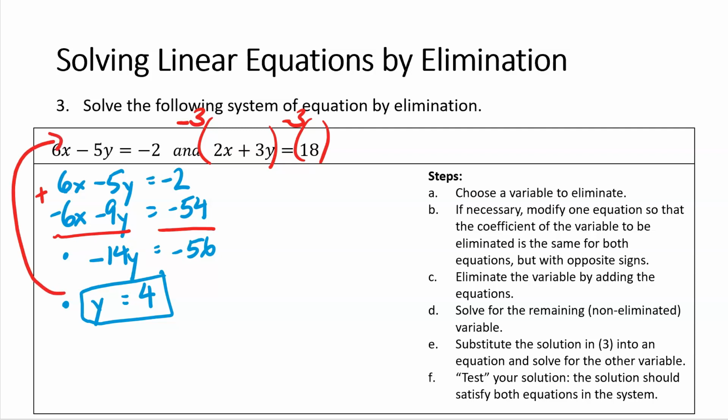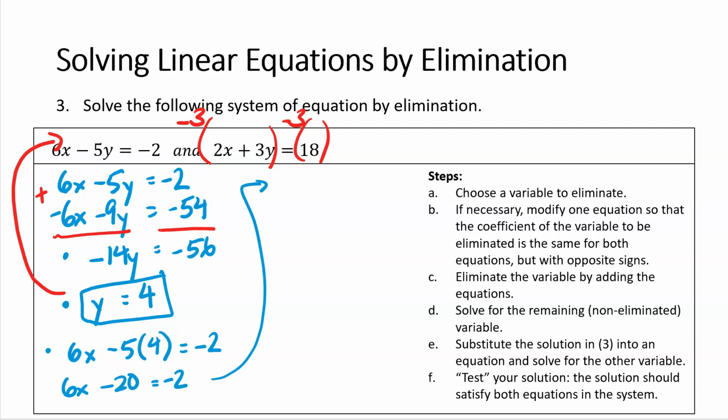So let's take that y, plug it in the first equation, see what we get. So we have 6x minus 5 times y, which we said was 4, equals negative 2. So then 6x minus 20 equals negative 2. Solving for x, we can add 20 to both sides. 6x equals negative 2 plus 20, which is positive 18.